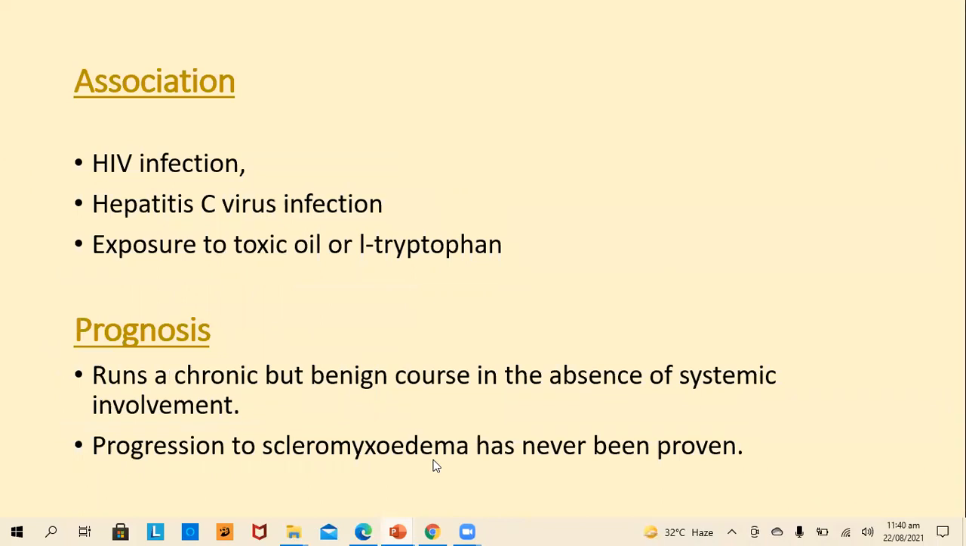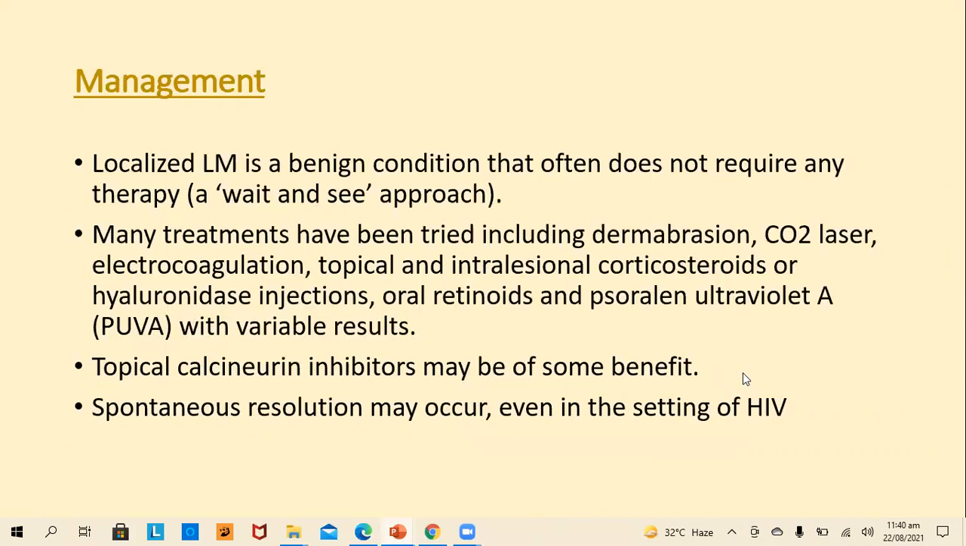Association of lichen myxoedematosus, localized type, is HIV infection, hepatitis C infection, or exposure to toxic oils or L-tryptophan. Prognosis. The disease runs a chronic but benign course in absence of systemic involvement. Progression to scleromyxoedema has never been proved. Management. Localized lichen myxoedematosus is a benign condition that often does not require any therapy. That is wait and see approach.